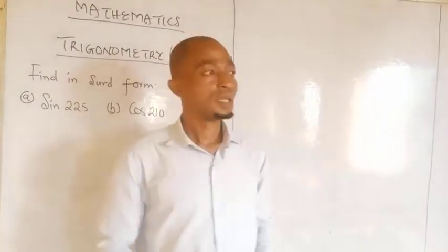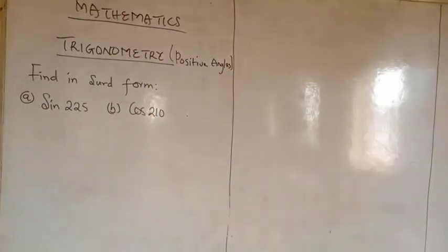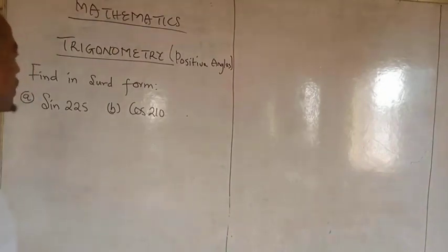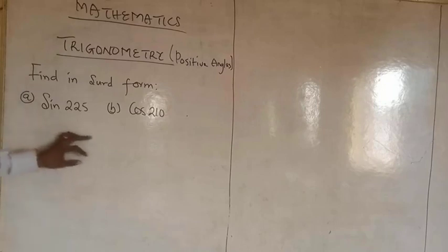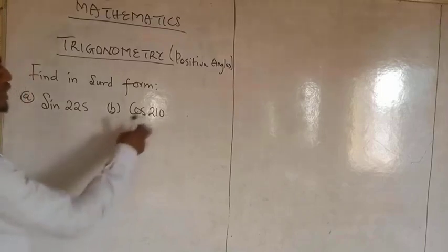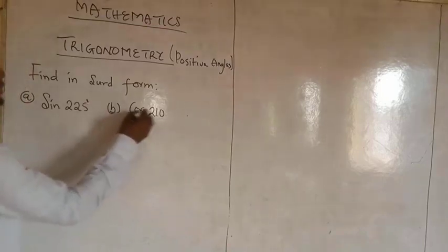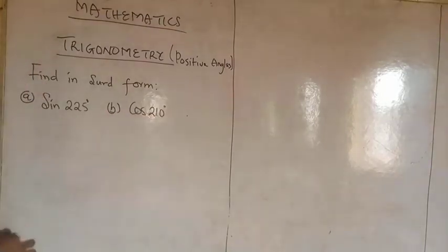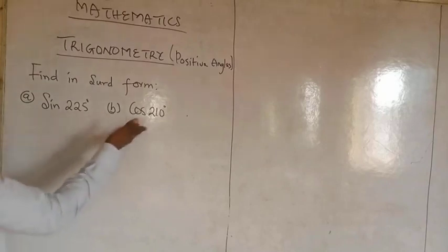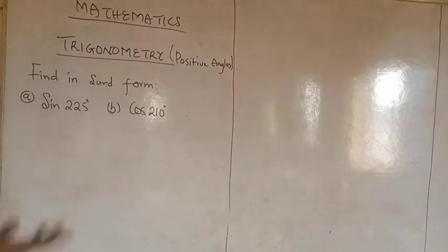Hi friends, in today's class we shall treat the topic trigonometry, and under this we are going to consider positive angles. I have here on the board: find the short form of sine 225 and cos 210 degrees. So when we come across this question, the angles given here are positive angles.